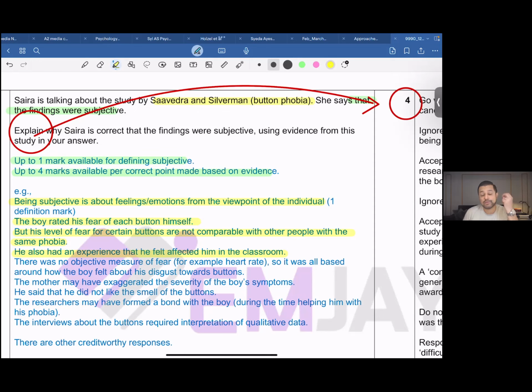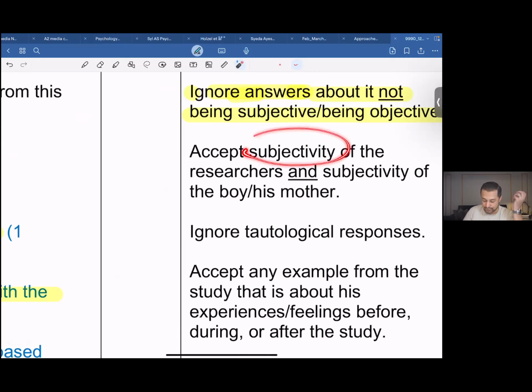So again, the guidelines over here say go with the intention of the candidate, ignore answers about it not being subjective, being objective. Again, students who try bluffing, accept subjectivity of the researchers and subjectivity of the boy. You could put subjectivity to use from both sides, from the researcher's side and from the boy's side.